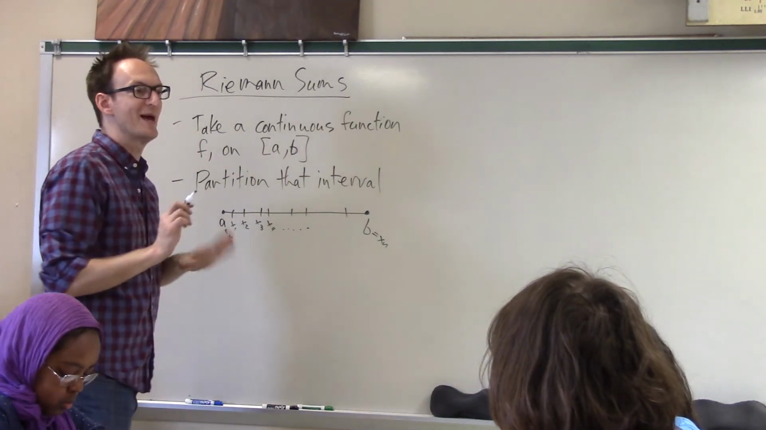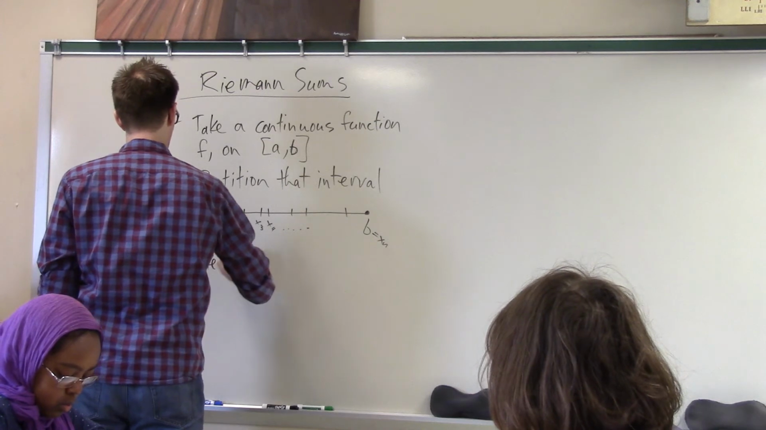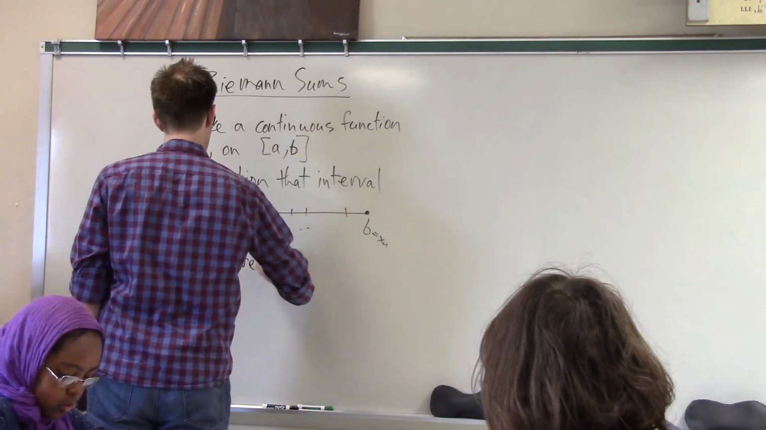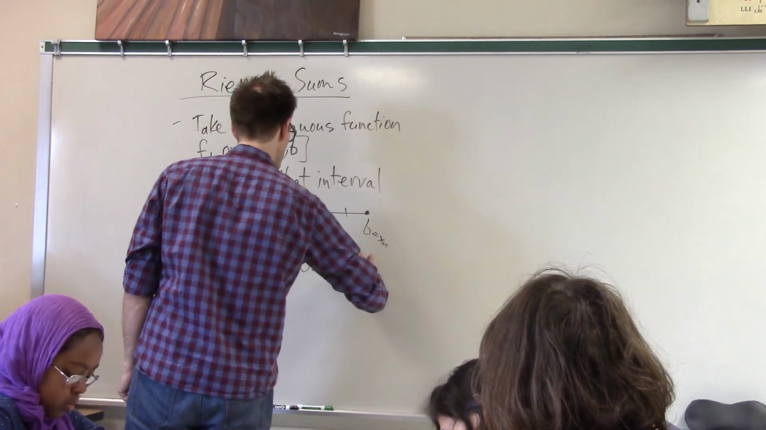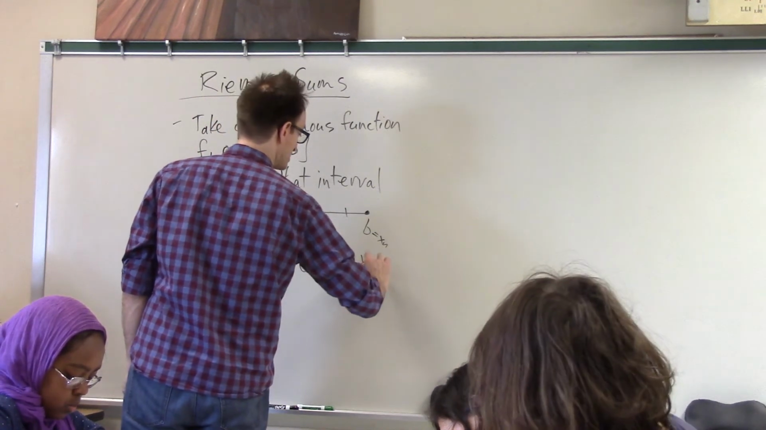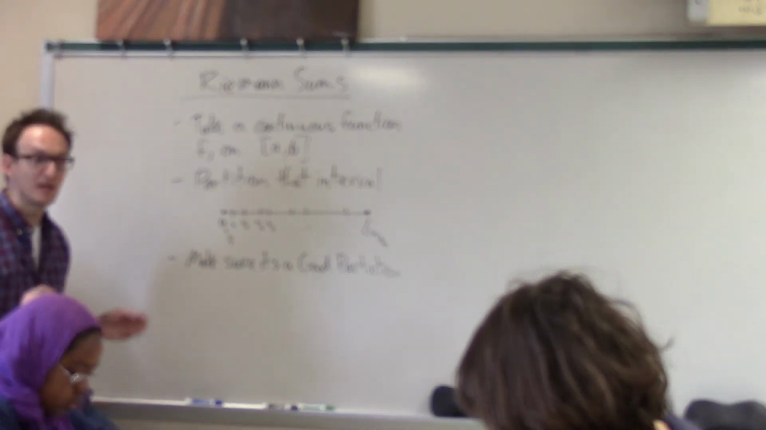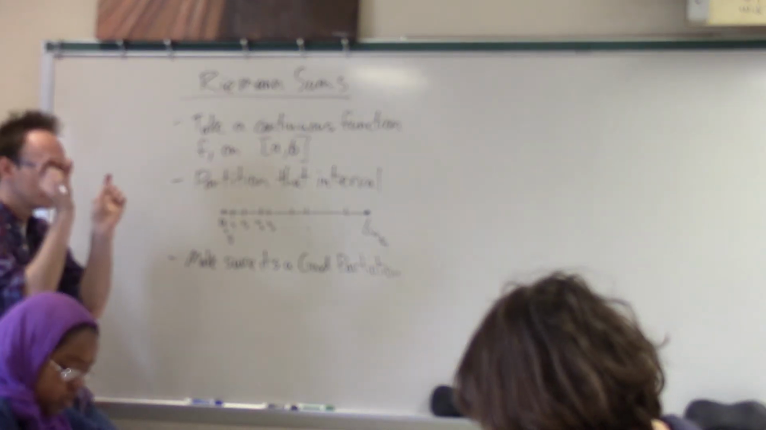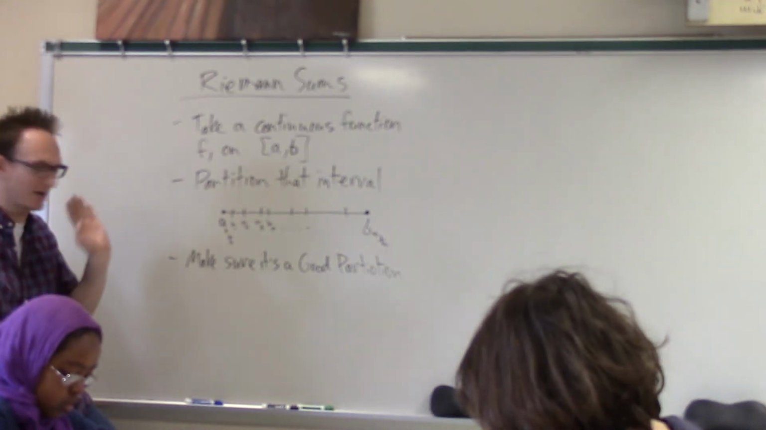Noah says, make sure it's a good partition. So make sure it's a good partition. And a good partition is one in which, as n goes to infinity, even the widest subinterval goes to 0. Okay, this is kind of a theoretical point.